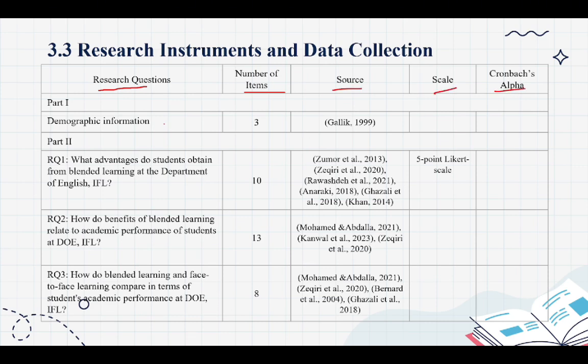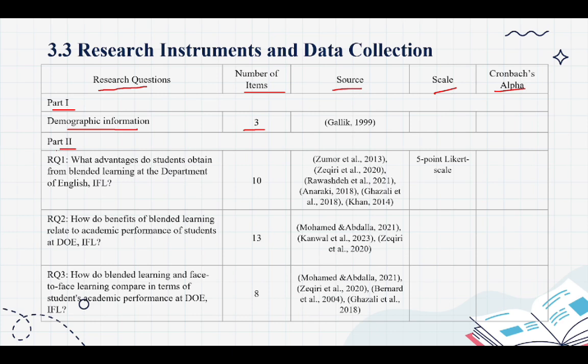And our research instruments, we divided into two parts. So you can see the first part and the second part. The first part is demographic information. We adopted from Gaelic only three items for demographic information. We adopted only three because when we collected the data, we collected only from students who study a bachelor's degree at IFL, and especially only the Department of English. So I think it is enough that I adopted only three items.